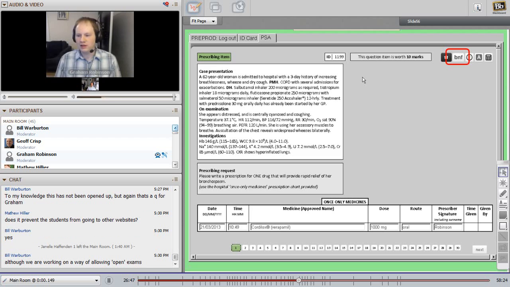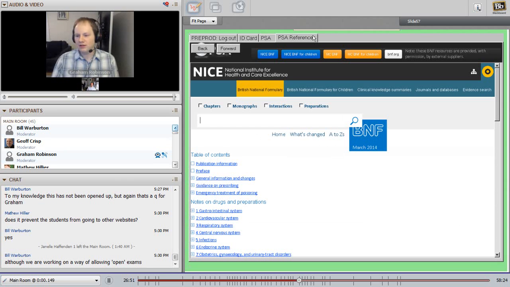So when they click on this BNF link, what we do is we just spawn a new tab at the top. So we've said, okay, you're only allowed onto psapilot.net, but you're also allowed onto the BNF. So if you click on the BNF, then spawn a new tab at the top of the page, allow students to go into there, and then you can have the same kind of rules that you had on the other page. So everything within the BNF is fine, but you then can't go off and click on Facebook, for example.